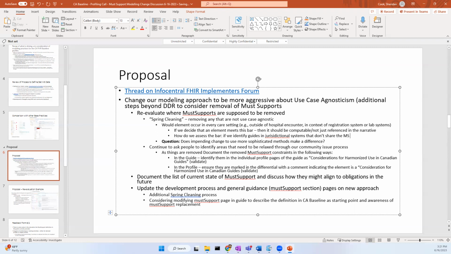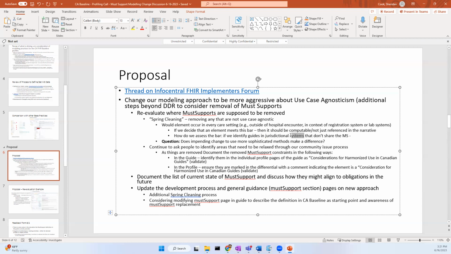So when we talk about jurisdictional systems, we're talking about assets that are maintained centrally in a jurisdiction, like a provider registry or an immunization registry, right? Or is there an expanded definition that we should consider? Well, it's going to say the Ontario e-referral, right? Which isn't necessarily just run by the ministry, but it's a province-wide kind of system.